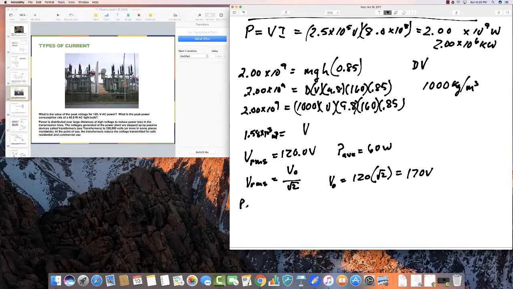We also know that P0, the maximum power, is equal to the maximum amperage or current times the maximum voltage. We know that the average power is equal to half the maximum, and so 2 times the average is going to equal the maximum, and 2 times 60 is 120.